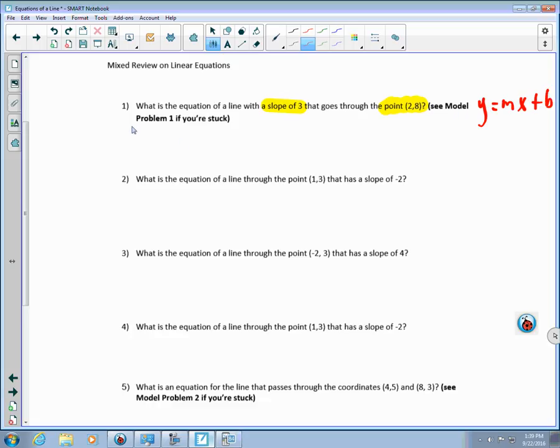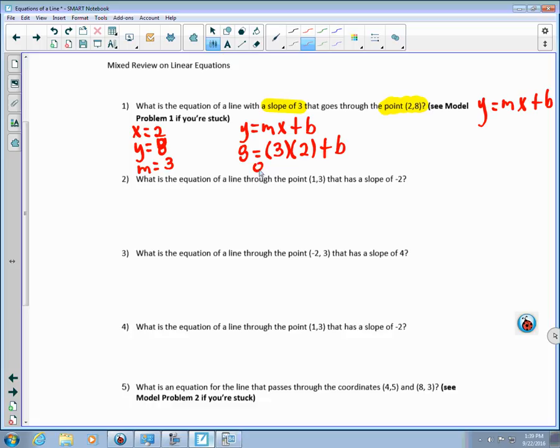All right, so let's write what I got. I got that x equals 2. I got that y equals 8. And I got that m equals 3. So I need b, correct? All right. So y equals mx plus b. What's my y? 8. My m is 3. My slope is 3. My x is 2.